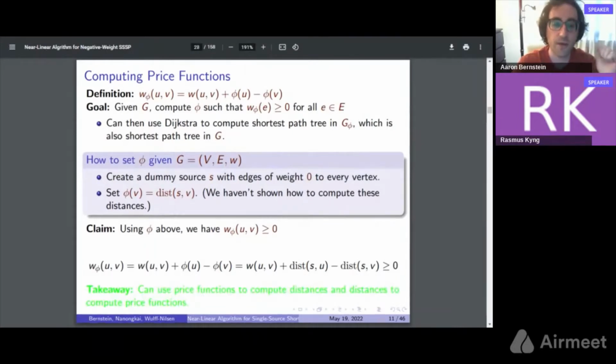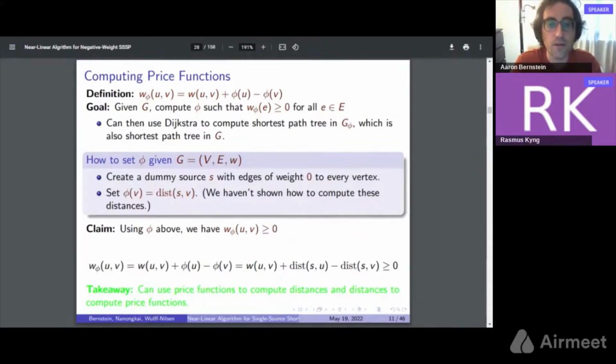The takeaway here is that if we have a price function that's good, meaning all the edges are non-negative, it's easy to compute distances using Dijkstra's. Similarly, if we can compute distances in the original graph, we can use those distances to set a good price function. So these two things are interchangeable, and we're going to be constantly using both. We're going to slightly improve our price function to get slightly better distances, to get a slightly better price function, and so on and so forth.